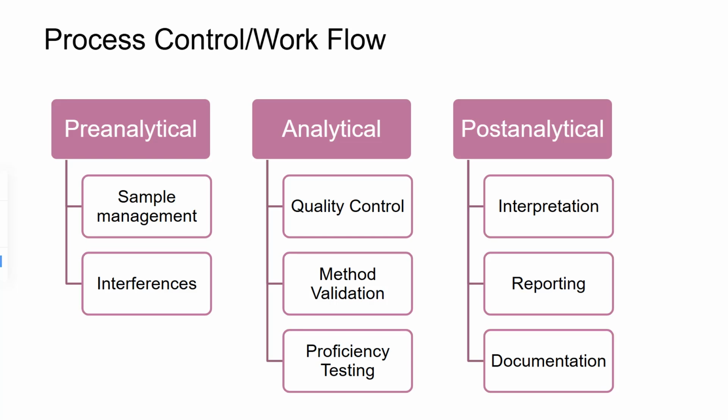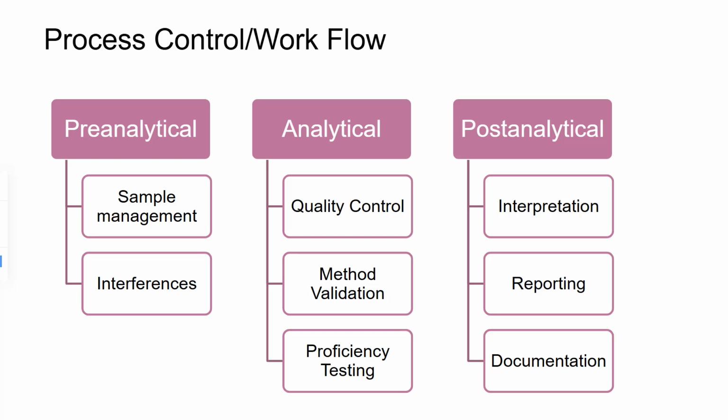So pre-analytical, we're talking about sample management and interferences. Analytical: quality control, method validation, proficiency testing. So that proficiency testing, we're talking about that outside organization sending in random samples that we treat as patient samples. And then we have to report out the result that we get. And then that outside organization ensures that, yep, they are competent. They're able to report out accurate results. Method validation has to do with choosing the correct and appropriate method for a particular result, and that's something that we'll talk about in the next unit.